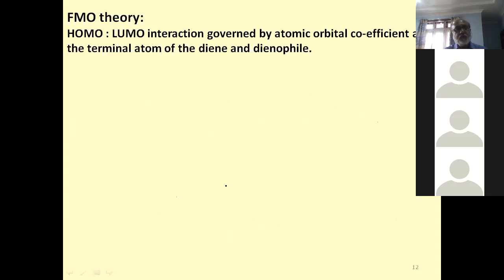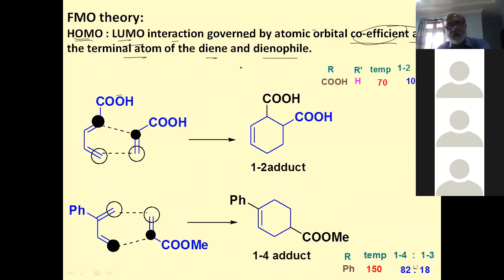With FMO theory, we say the interaction will take place between the HOMO and LUMO, governed by the atomic orbital coefficients at the terminal atoms of the diene and the dienophile. Let us quickly come to this one. This coefficient is difficult to understand.